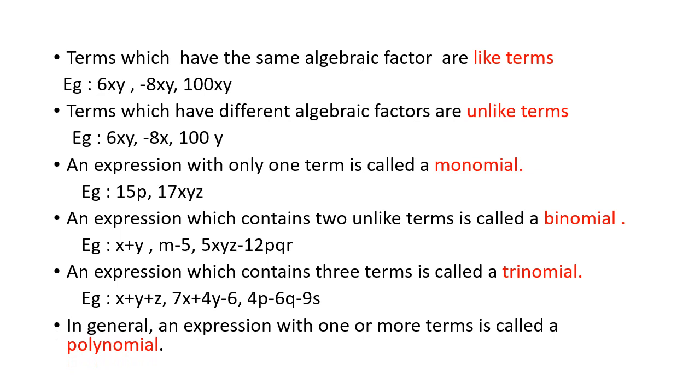And finally, in general, an expression with one or more terms is called a polynomial. In general, we can call that a polynomial. By the classification way, we can say if it has only one term it is a monomial, two terms means binomial, and three terms means trinomial. Okay.